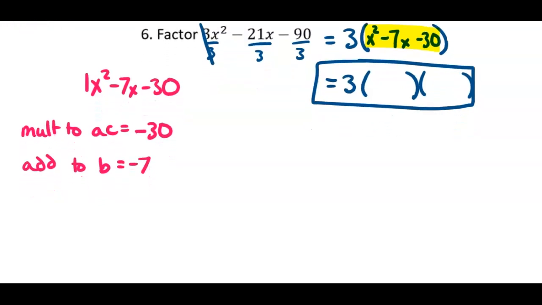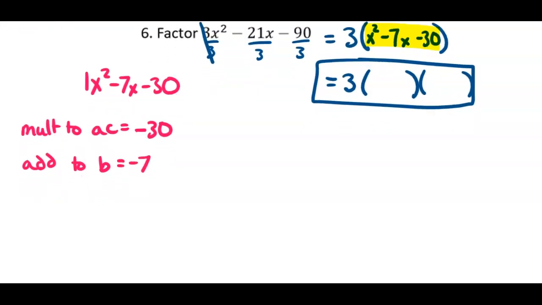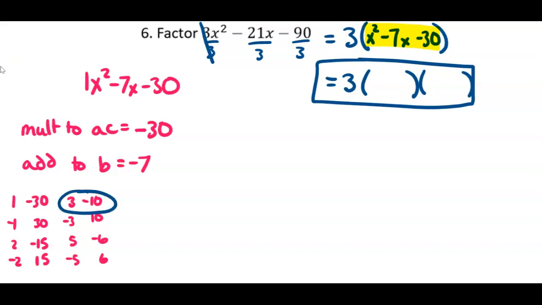So think about things that multiply to negative 30, okay? Because it multiplies to negative, it's going to be a positive with a negative. It's like 1 times negative 30, or negative 1 times 30, 2 times negative 15, or negative 2 times 15, 3 times negative 10, or negative 3 times positive 10, and 5 and negative 6, or negative 5 and positive 6. So one of those pairs also adds to negative 7. It's this one right here, 3 and the negative 10.